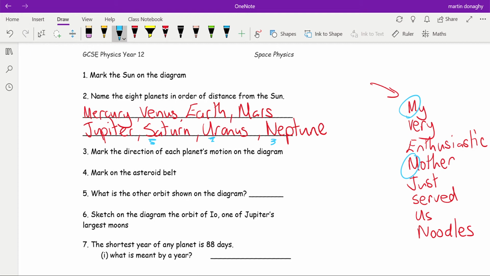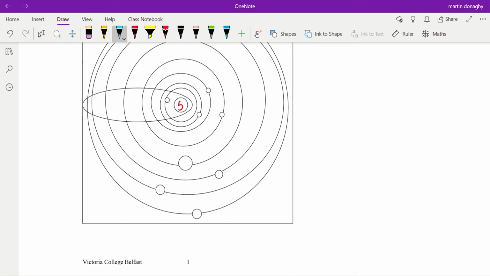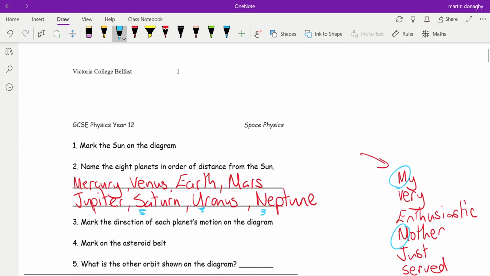It then says mark the direction of each planet's motion on the diagram. They all orbit in the same direction. Now that's unlikely to happen by chance, which means we think there must be a reason for it. And we'll discuss that later. It's actually a piece of evidence for how we believe the solar system was formed.